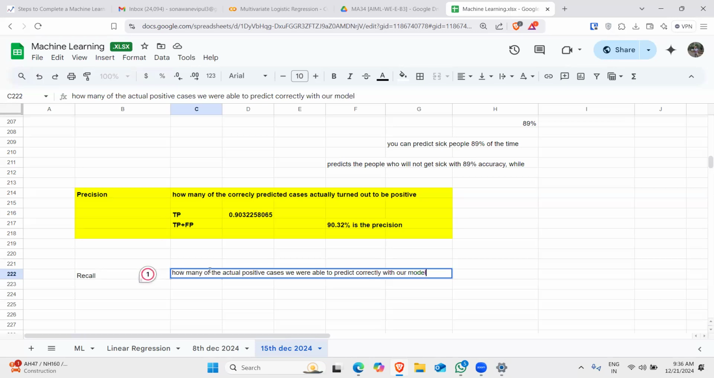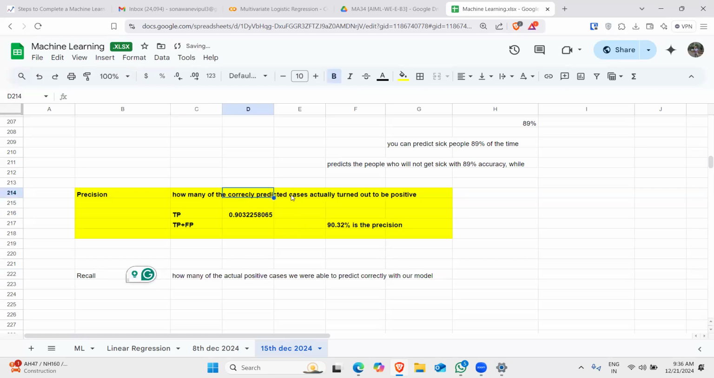Yeah. So it gives you how many of the correctly predicted cases actually turn out to be positive. Recall will give you how many of the actual positive cases we were able to predict correctly with our model. Now let us try to understand recall. What is recall? It tells us how many of the actual positive cases we were able to predict correctly with our model.